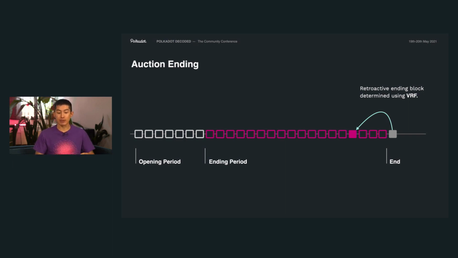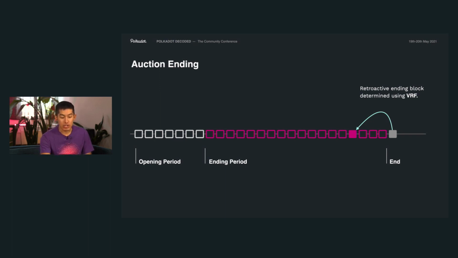And this allows some teams to collect themselves, to set up their initial strategy, make initial bids, and to see who the competition is. And then we quickly transition to an ending period, where the auction could end at any time and the winners are decided.